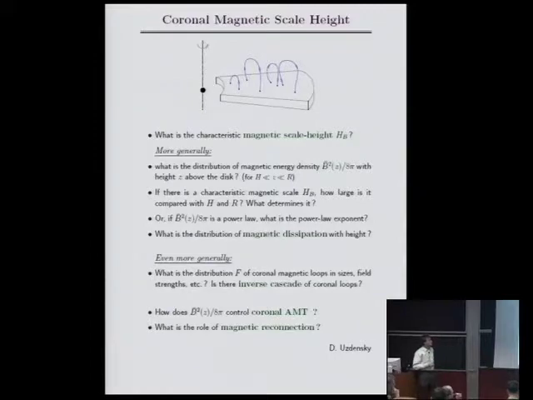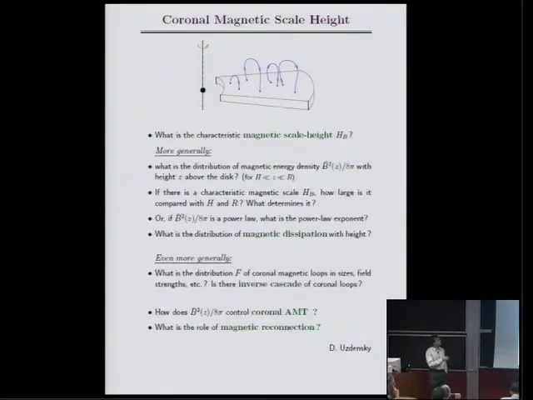Okay, so now let me turn to the second question of what determines the magnetic scale height in the disk. Sorry, in the corona. So we are imagining a situation where there is a bunch of magnetic field lines that connect two points on the disk, and they all have different sizes and orientations and evolve all the time. And we want to figure out what the characteristic size of these things is.